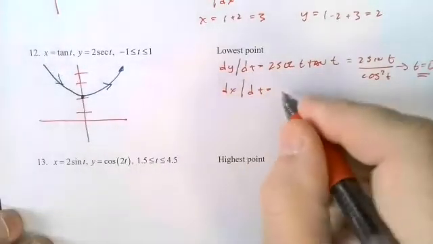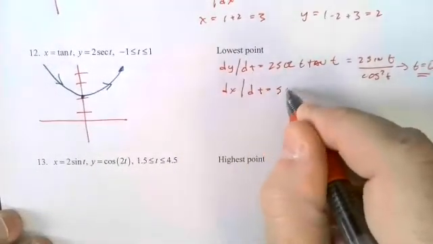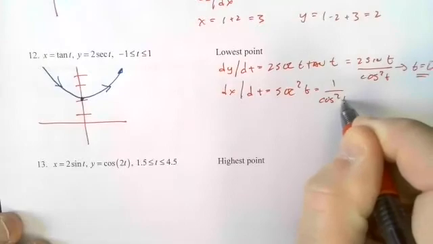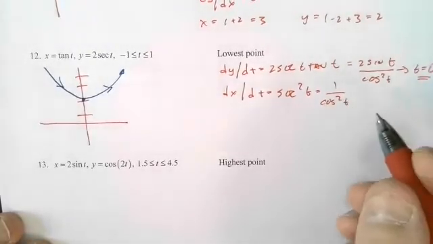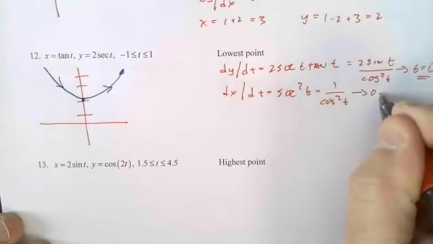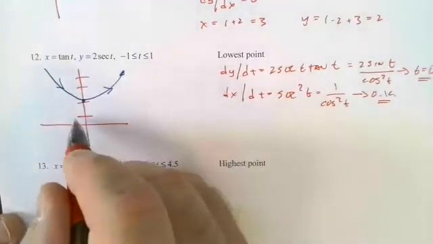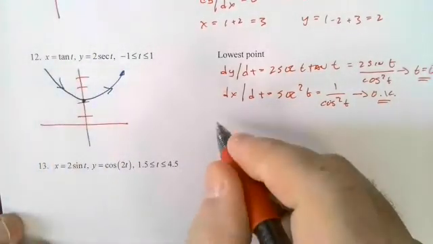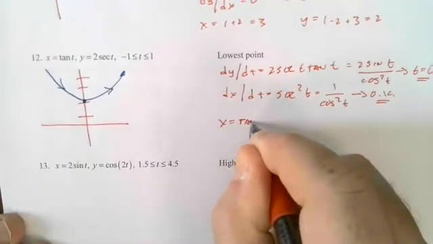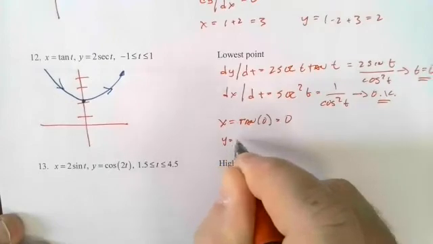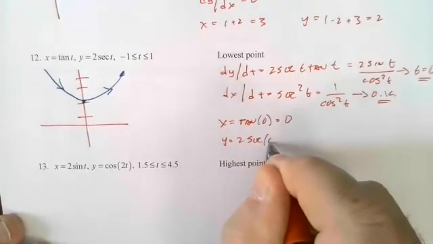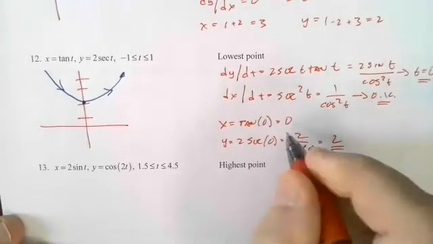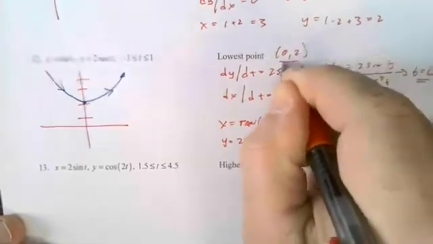dx/dt is secant squared t, which is 1 over cosine squared t. Plug in 0, that's 1 over 1, we're okay. Therefore, t equals 0. That's got to be where x equals 0. Tangent of 0 is 0. Oh yeah, it did work. x equals tangent of 0, which is 0. y equals 2 secant of 0, which is 2 over cosine of 0, which is 2. So the point is (0, 2). Right there.